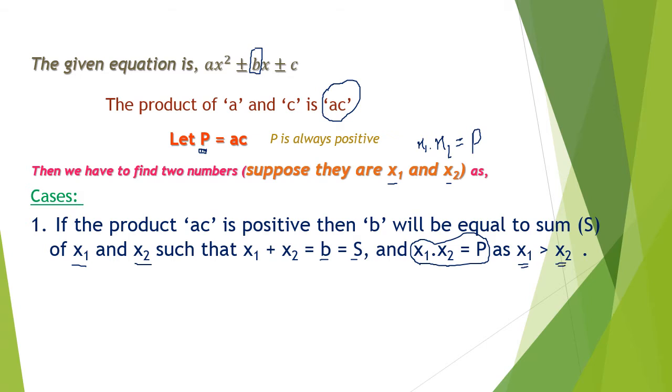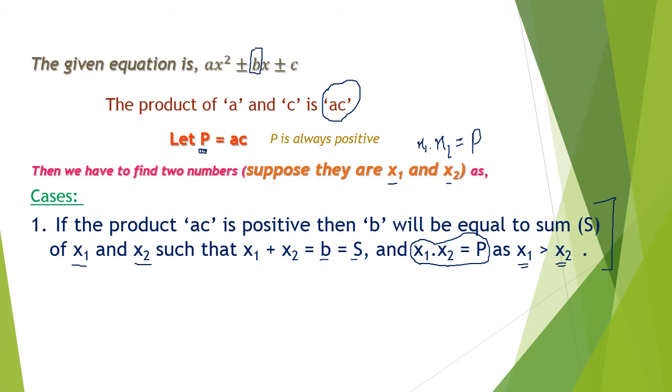Now understand this line very clearly: if the product of AC is positive, then we have to find two numbers in such a way that their sum will be equal to the value of B. The sum must be equal to the value of B. Listen carefully. We have to find two numbers such that their sum must be equal to B, and the product will be P. The product of the two numbers x1 and x2 must be P, and the sum must be B.